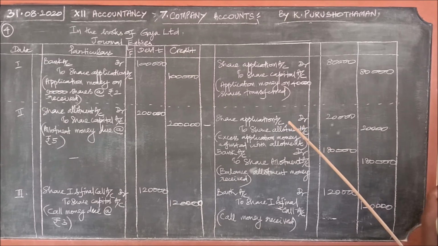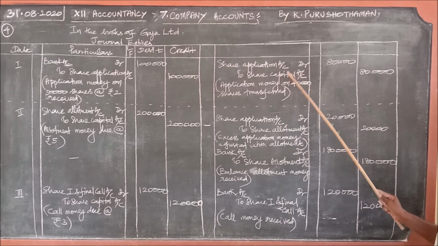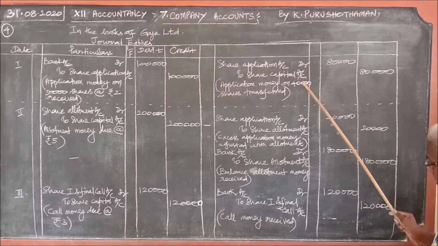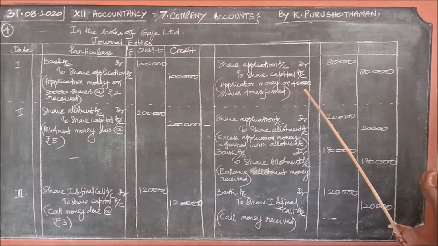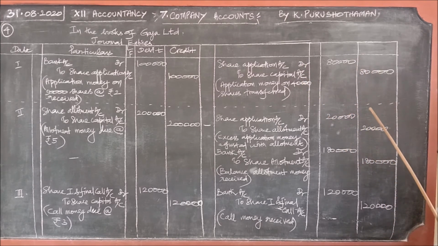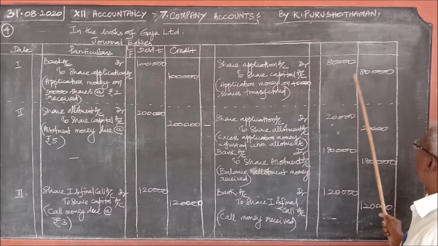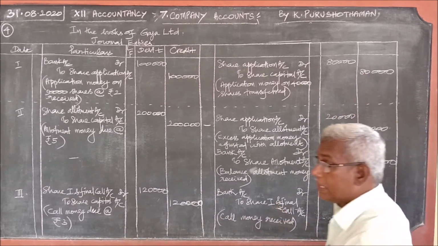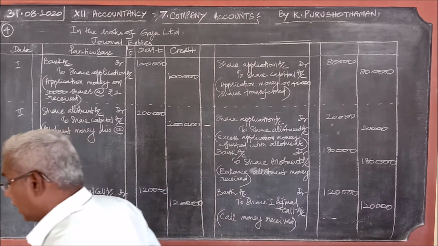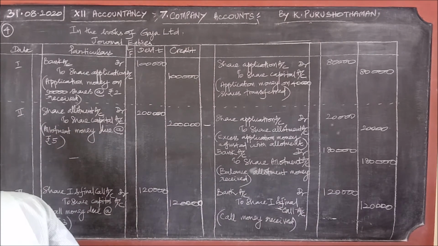Share capital. Here the number of shares issued by the company is 40,000. Therefore, 40,000 into 2, 80,000. Then what happened to the excess 20,000 money? It is given there in the problem itself. I will read it once again.